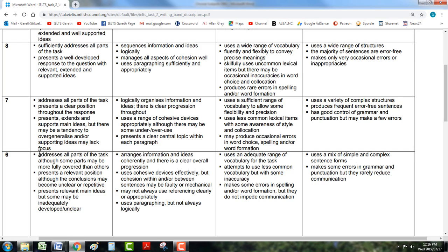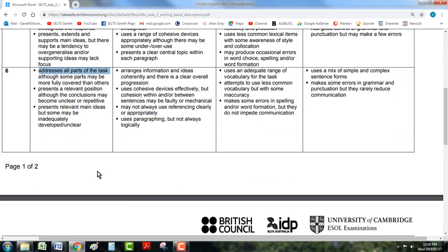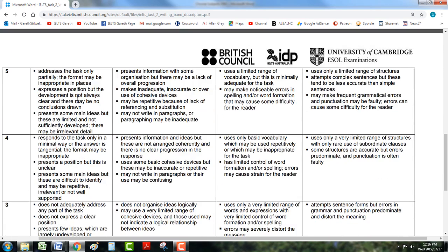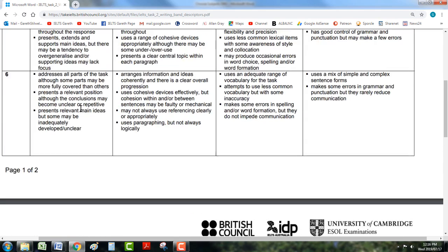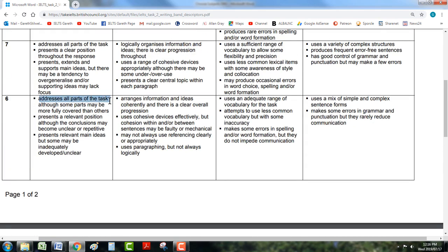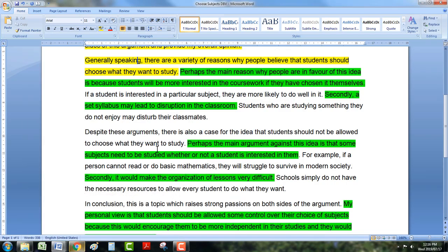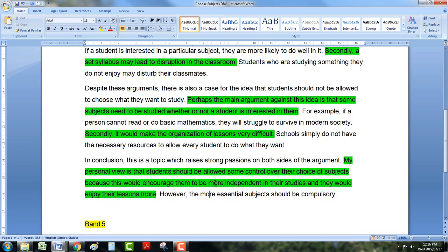For band 6, it must be addresses all parts of the task. If you don't address all parts of the task, then you addressed it only partially. And then in those sentences, you will only get band 5 for task response. So he wants to see that you addressed all parts of the task. And where do you do that? You do that in these green parts over here. That's the band 6 material.